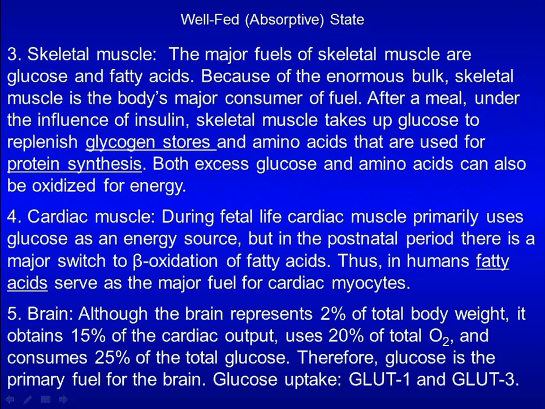In the well-fed state, skeletal muscle takes up glucose and converts it to glycogen. Skeletal muscle also takes up amino acids for protein synthesis. Insulin promotes both processes. Cardiac muscle uses fatty acids as the major fuel.